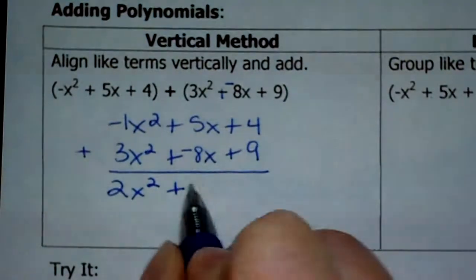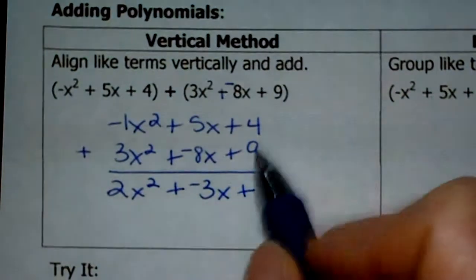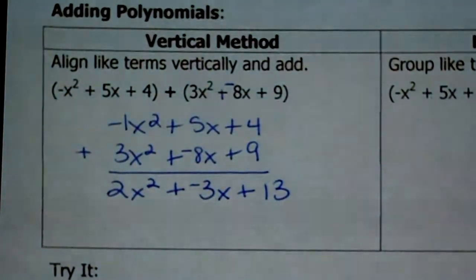5 plus negative 8 is negative 3, and I still have an x. Don't we all? 4 plus 9, that's 13. And when I look at this expression, I see there are no like terms. We're good to go. So that's the vertical way, rewriting it like that.